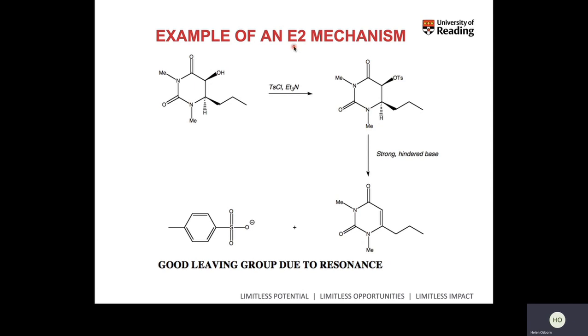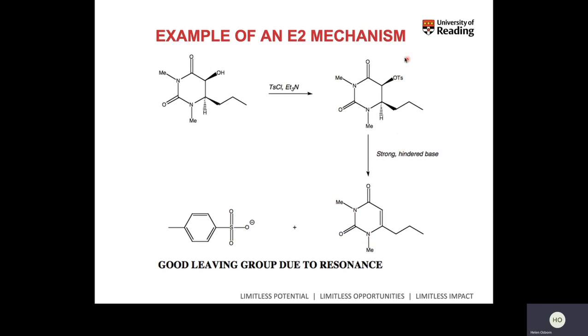So it's going to be an elimination and it's going to be bimolecular. If it's elimination, we're making an alkene, and if it's bimolecular, we have both the base and the starting material substrate involved in the rate determining step. So this step here is our E2 reaction. We can see we're making an alkene. This is the alkene which we're introducing. So we're going to make that alkene via the removal of a hydrogen and the removal of a leaving group.